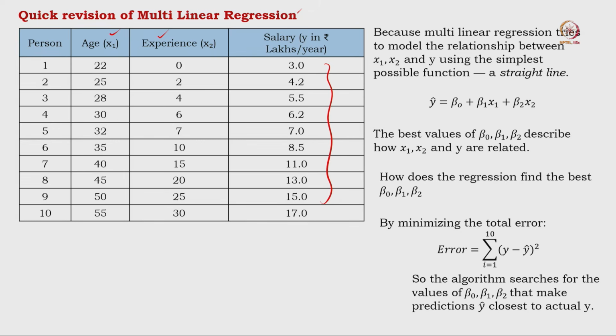So, here what is the ultimate aim? If the age is 22 and experience is 0, the person's salary is 3 lakhs per year. If the age is 25 and experience is 2 years, then the salary is 4.2 lakhs per year, and so on and so forth. Now, somehow we need to understand the relationship between this x1 and x2 and how it is connected to y.